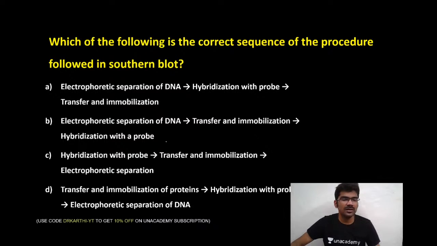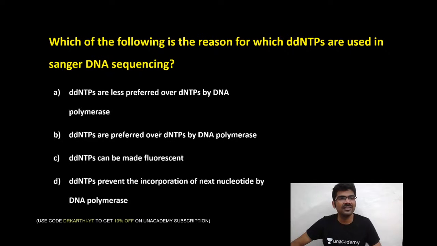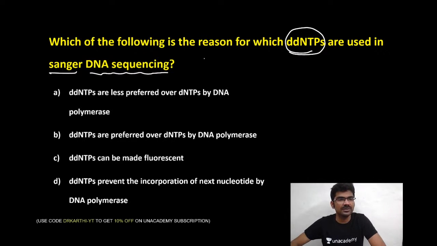Okay, now let's move ahead with the next question. Which of the following is the reason for which ddNTPs are used in Sanger DNA sequencing? Tell me. Frederick Sanger is the one who sequenced both proteins as well as DNA. He got the Nobel Prize twice.